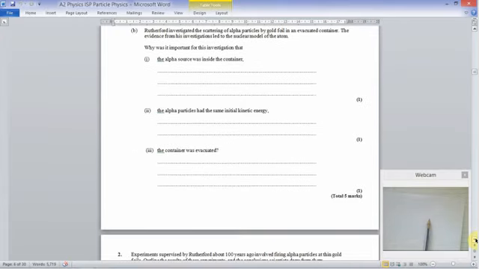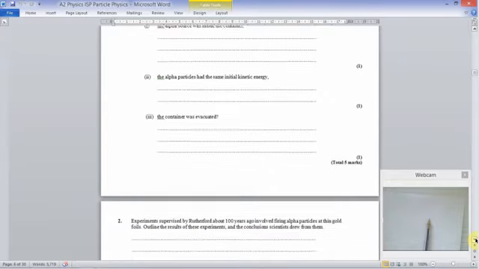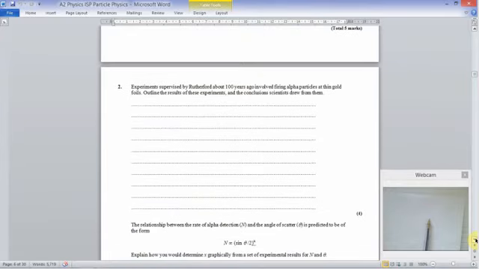And why was the container evacuated? We mentioned that before. So they don't collide with other atoms, as in atoms in any air. So therefore, no energy is lost. Okay. This is quite a common experiment. It's quite a common question. They're asking about the experiment, and they're asking you to outline the results and the conclusions.